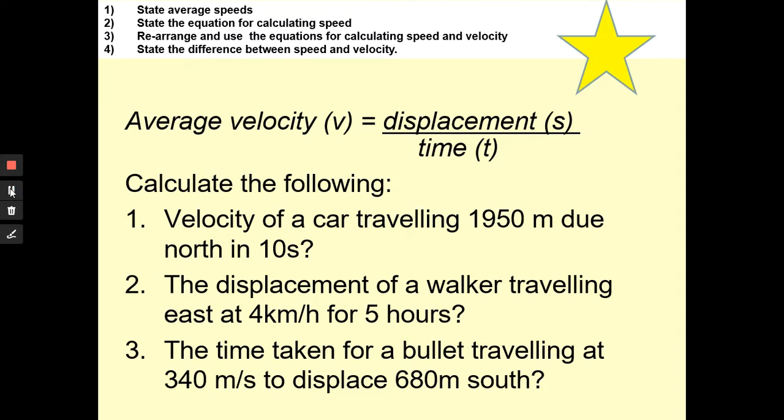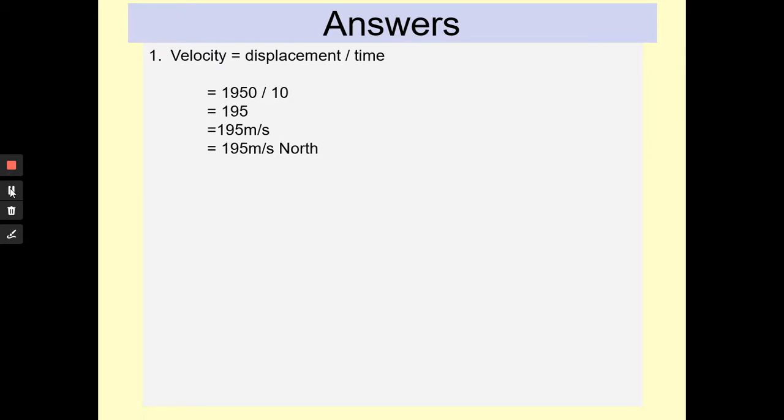Okay, so let's see how you got on. Question 1, you're asked to calculate the velocity, so that's the displacement divided by the time. So quite straightforward maths there, and we end up with 1,950 divided by 10. We get an answer of 195. We need to make sure that we understand that that is a velocity, so we have to give that unit there as meter per second, but without the word north, you've only written a speed, not a velocity. So you must make sure you refer back to the question to find the direction the object was traveling in.